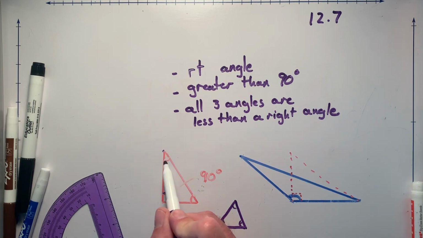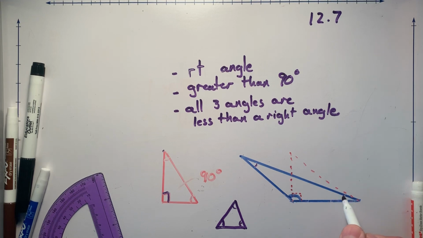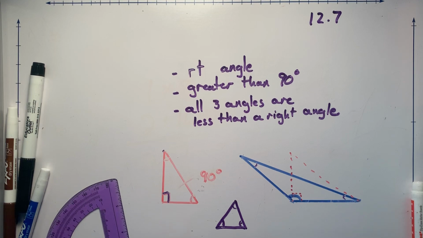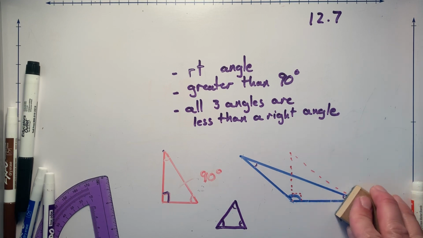Now this one does have 2 angles less than 90. This one also has 2 angles less than 90, but not all 3 are less than 90. Because if you have 2 here and 1 here, so these are your choices that you will have. You'll have 3 different types of triangles based on their angles. Now, besides angles, we can also take a look at the different types of sides.